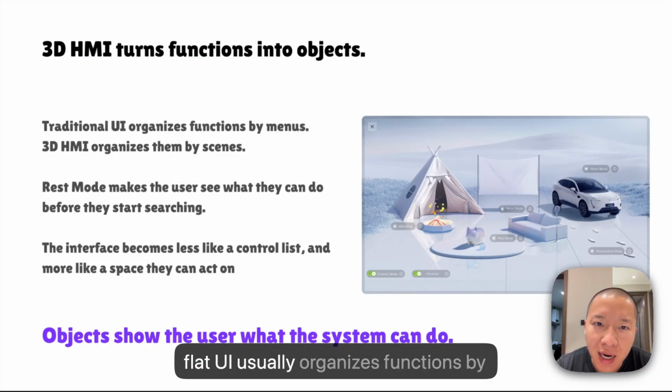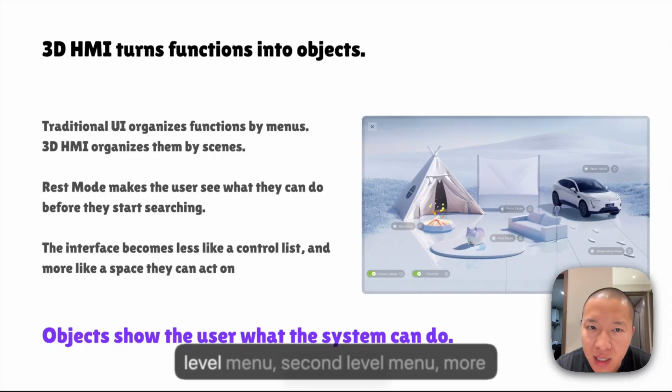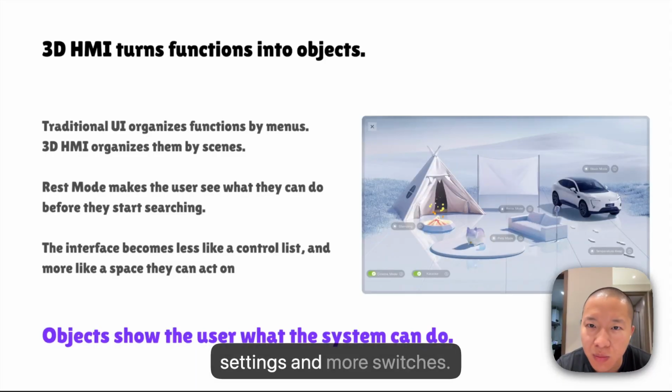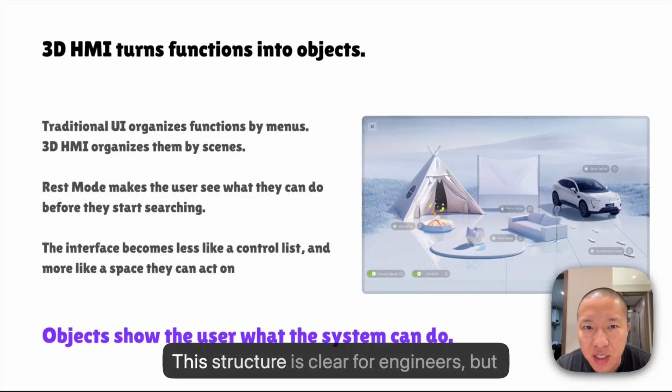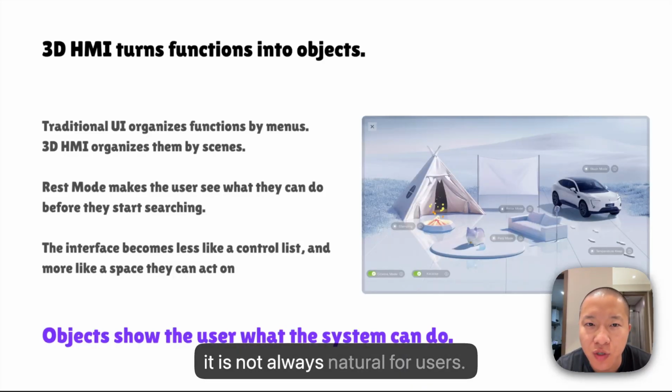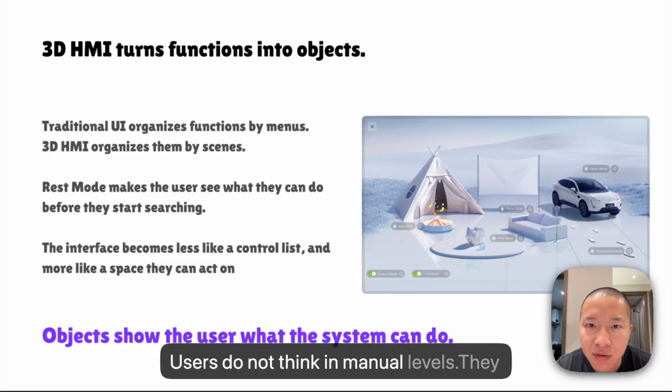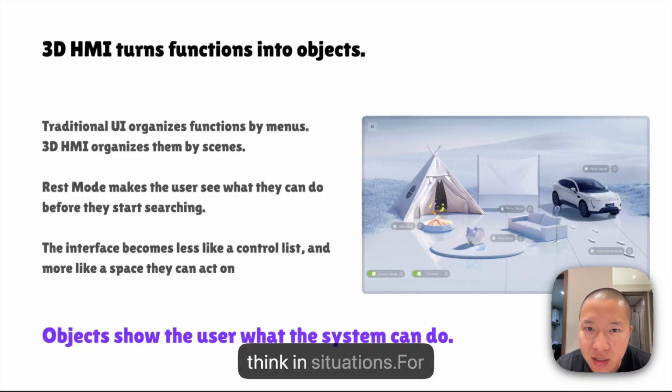A flat UI usually organizes functions by levels. First level menu, second level menu, more settings and more switches. This structure is clear for engineers, but it is not always natural for users. Users do not think in menu levels, they think in situations.